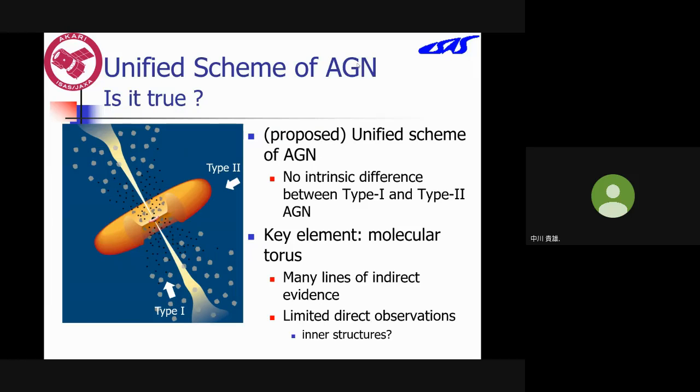So the motivation is I would like to prove if this very famous so-called unified scheme is really the case or not. In the unified scheme, the type 2 and the type 1 AGNs are assumed to be intrinsically the same, but actually it is the molecular torus which makes a difference between the two types. So the key question is whether we really have this donut-like structure, the so-called molecular torus.